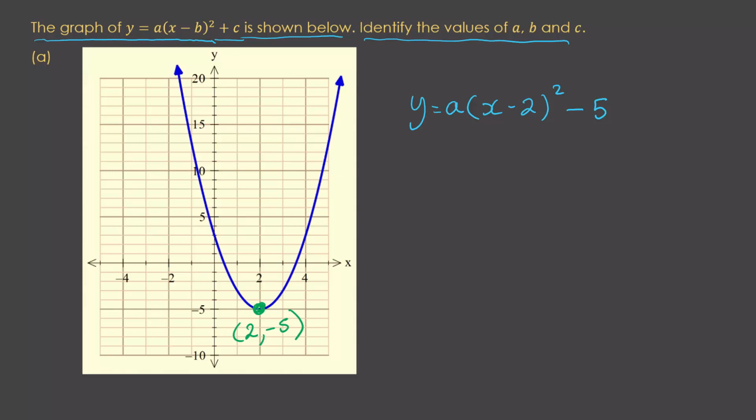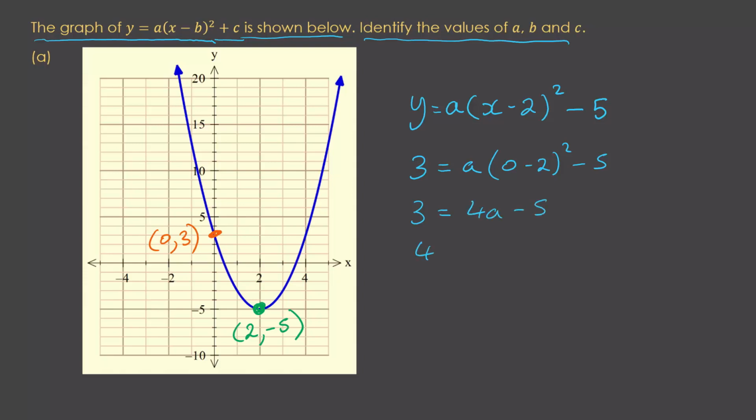Now there's a couple of ways of finding the a. One of them is to use a point that we know. So we can see here that the intercept is at (0, 3). And that means x is 0, y is 3. If we substitute that in, we've got 3 is a times (0 minus 2) squared take away 5. So if we square -2, we get 4. So that's going to be 4a take away 5.